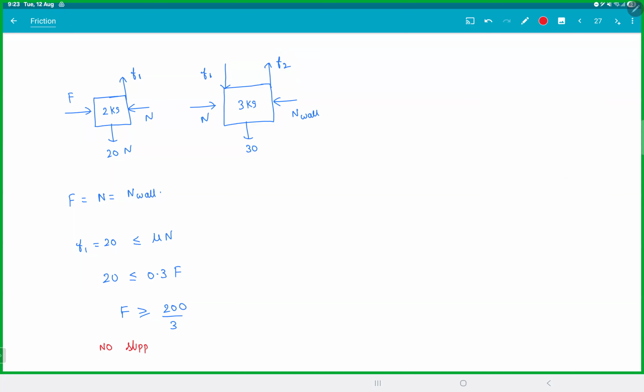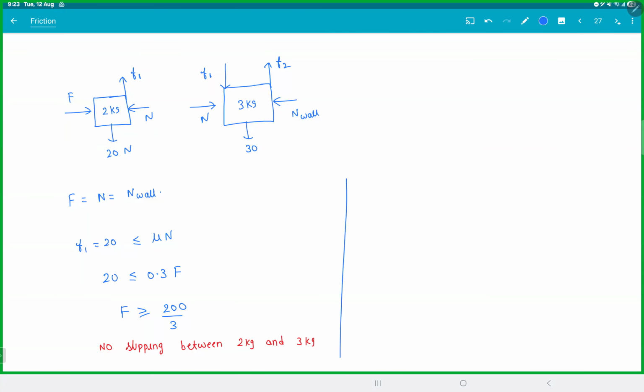So if you apply greater than 200 by 3, then F1 is telling you, I can make sure 2 and 3 are not slipping. This is no slipping between 2 kg and 3 kg. That's it. F1 doesn't care about the wall. So F1 says, you give me 200 by 3, I'll make sure 2 and 3 are not slipping.